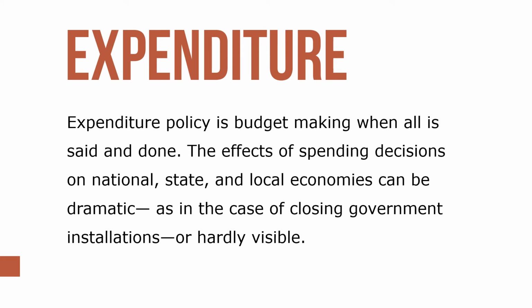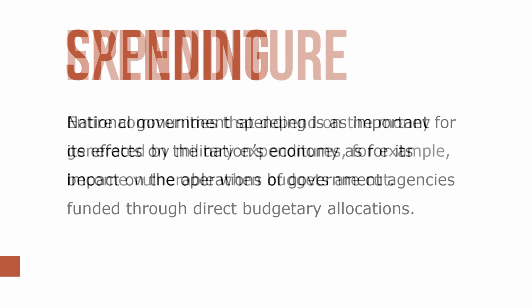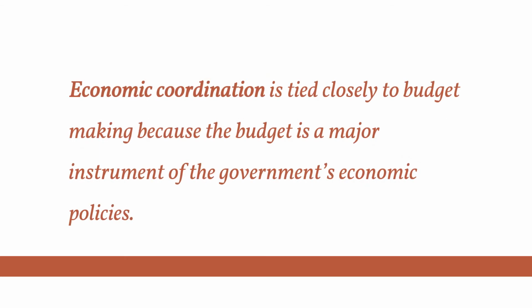Expenditure policy is budget making when all is said and done. The effects of spending decisions on national, state, and local economies can be dramatic. Entire communities that depend on money generated by military expenses, for example, become vulnerable when budgets are cut. National government spending is important for its effects on the nation's economy, as well as for its impact on operations of government agencies funded through direct budgetary allocation. Economic coordination is tied closely to budget making because a budget is a major instrument of the government's economic policies.